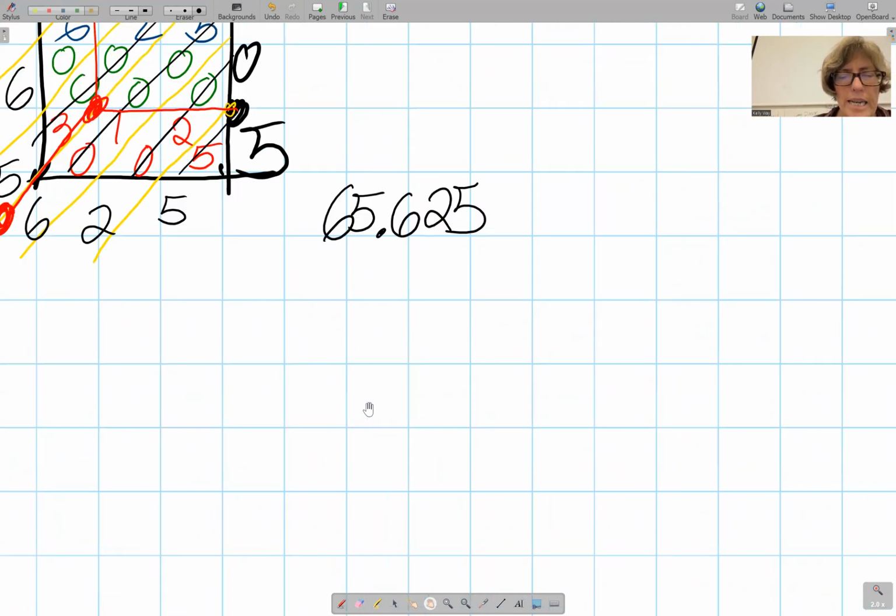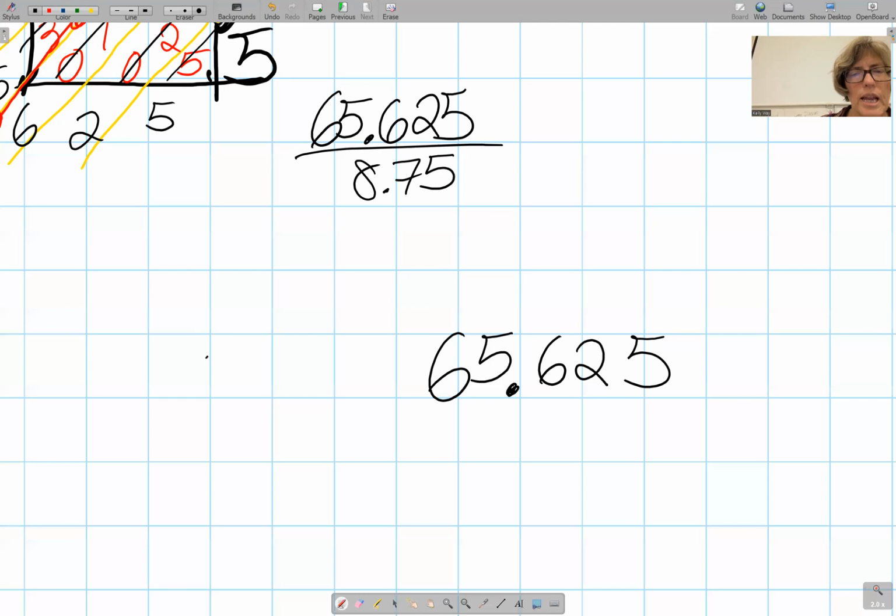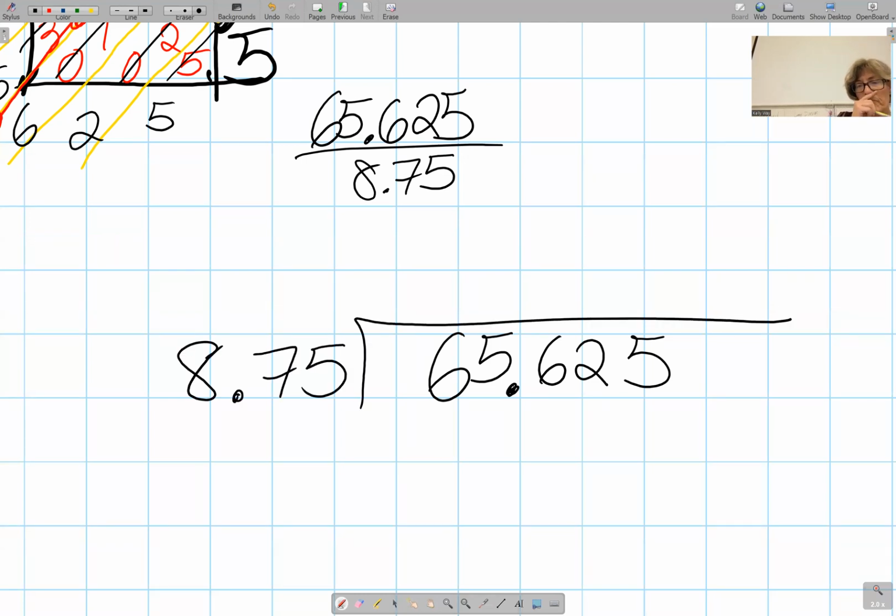We're going to divide by 8.75. Okay, so it looks like this, 65.625 and 8.75. We need to get rid of the decimal here. We're going to bounce it over twice. And if we bounce it over twice here, we bounce it over twice here. Bring this up. So our decimal is going to start there.